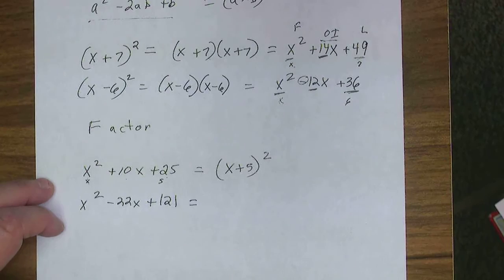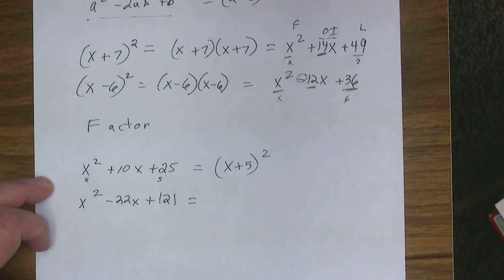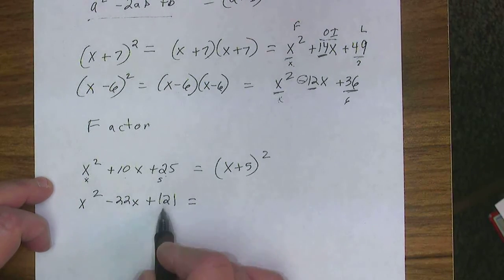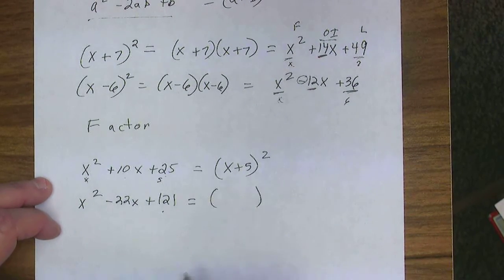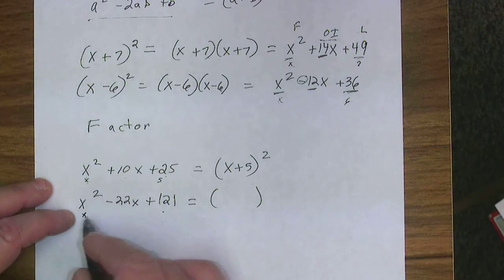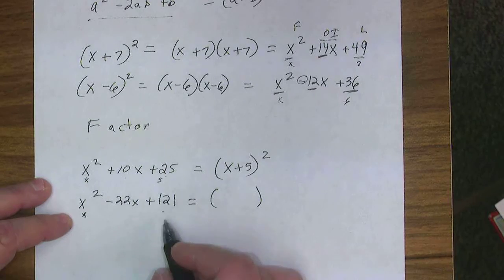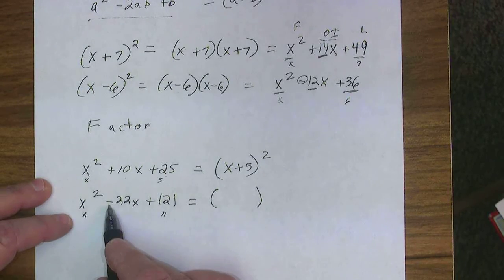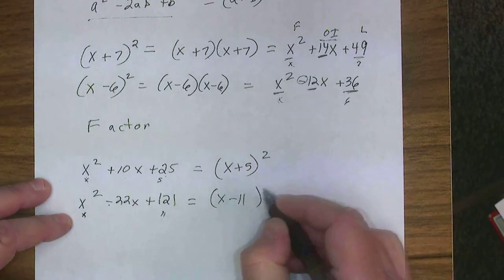squared. Now you could use a trial and error method and figure it out, but if you recognize these are perfect squares, they will factor quickly. This perfect square, or square root, is x. This is 11, and that's a negative, so it's x minus 11 squared.